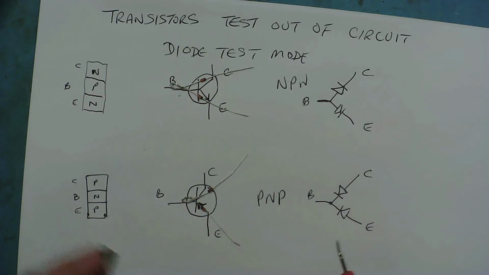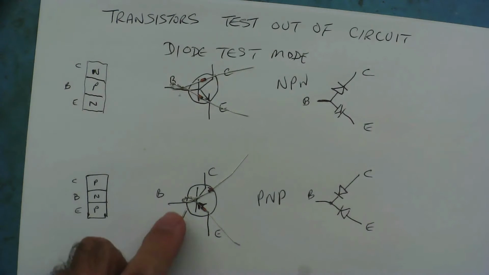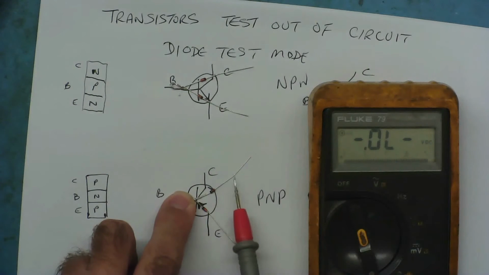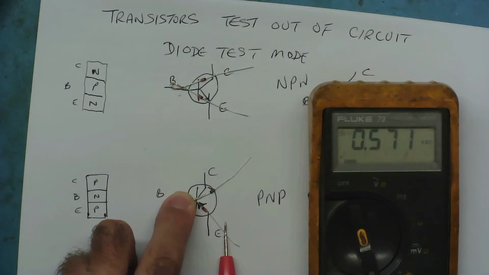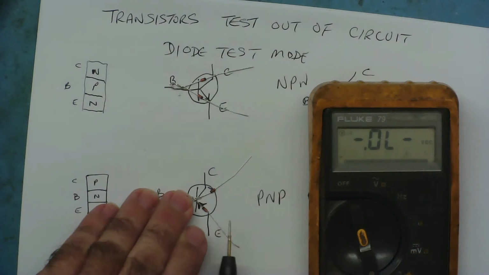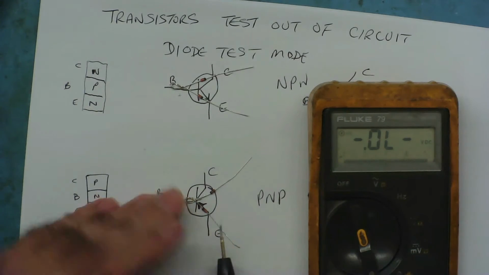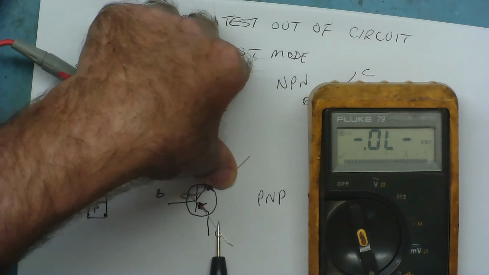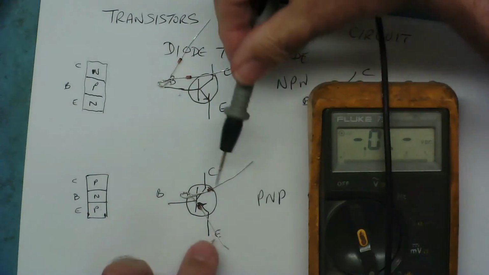Because the diodes are the opposite way around, we now have to put the negative on the base to make it conduct, yeah. So negative to the base, collector, yeah, we see the voltage drop. Emitter, we see the voltage drop. The other way around, we'll see nothing. And between the collector and the emitter, no matter which way around, you're going to see nothing, yeah.